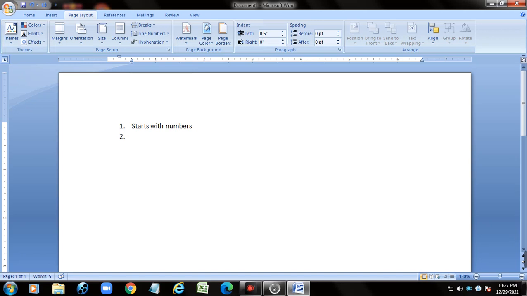The next one is that spaces are not allowed in identifiers. For example, if I want to give the identifier name like this, Prasad Gudapati, then I have to put Prasad, a space, and Gudapati.